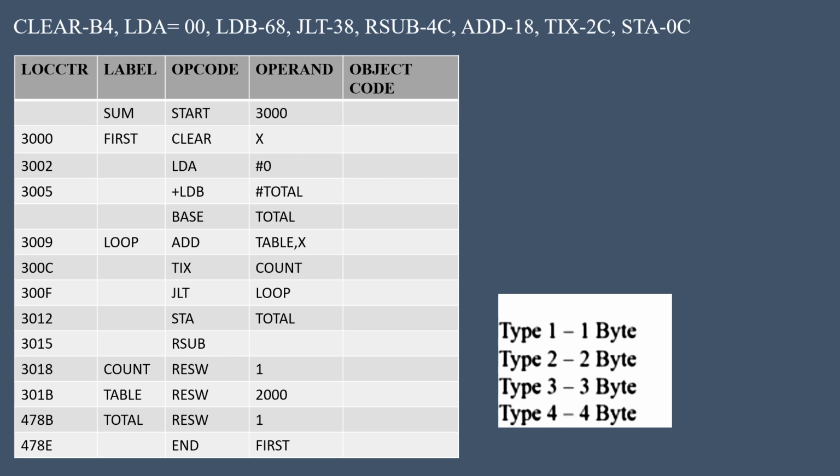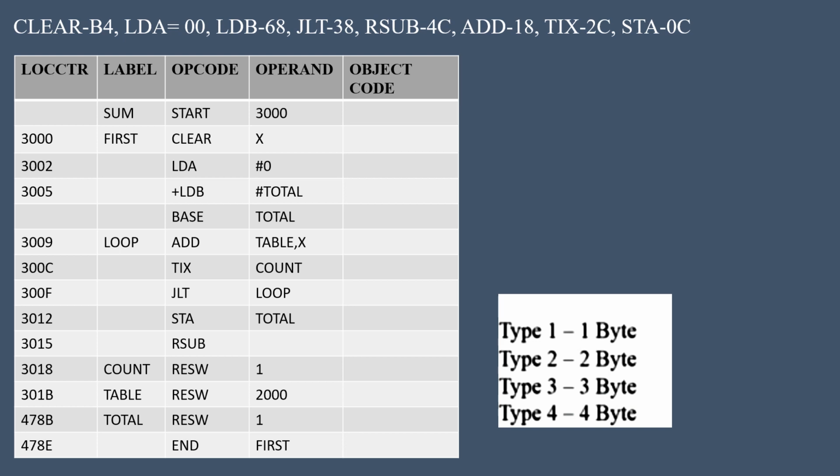Then we have our next instruction, that is COUNT, which is type 3 as well. So 300C plus 3 bytes is equal to 300F. Then STA TOTAL. So 300F plus 3 is 3012. Then RSUB is also type 3, which means 3 bytes have to be added, 3015. Then RESW 1, reserve word 1, which means the value of 1 is equal to 3 bytes. So 3018 plus 3 is 301B.